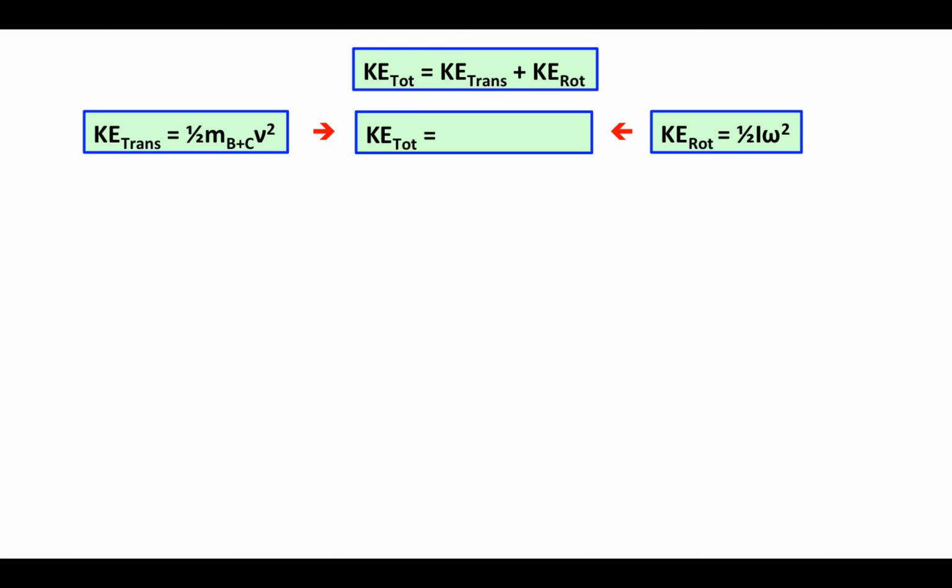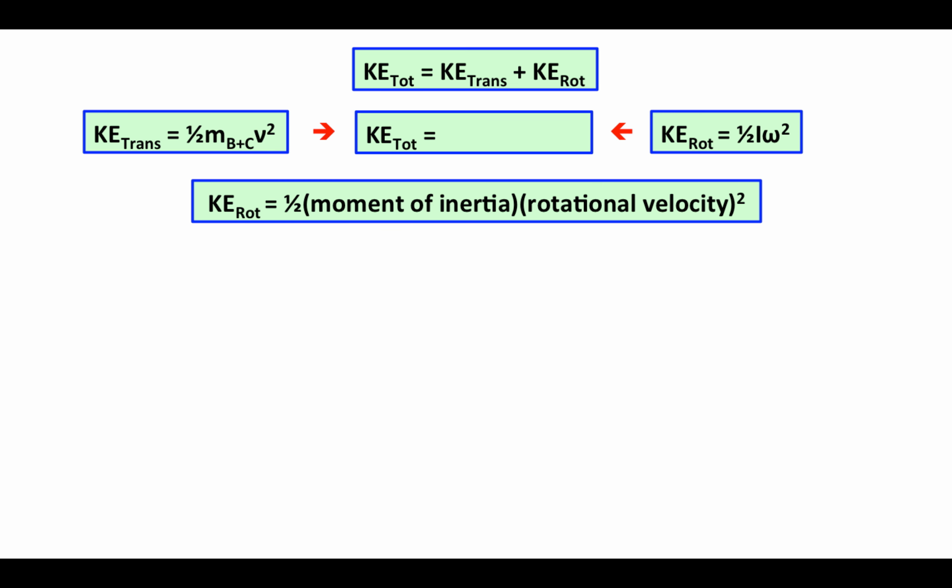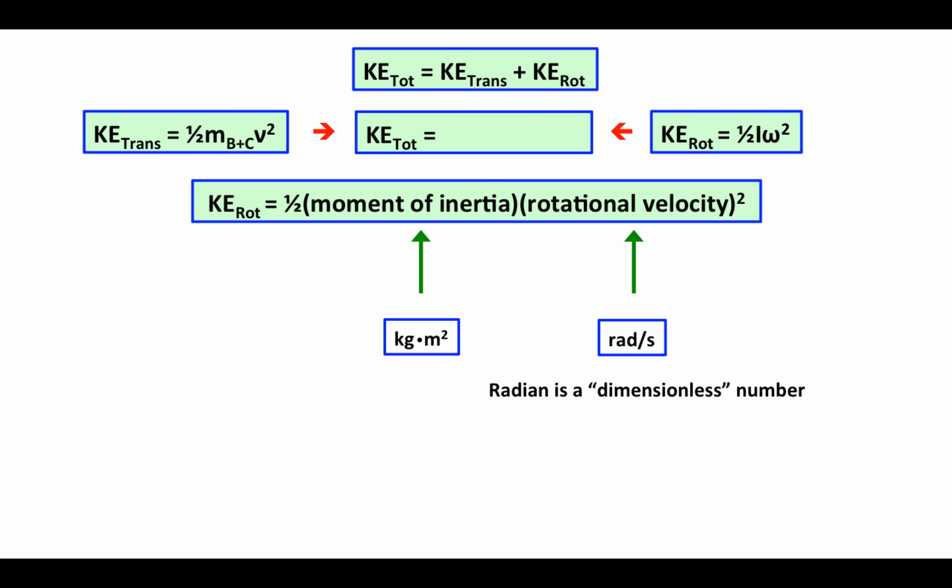The rotational energy is on the right, 1/2 I omega squared, which is kinetic energy of rotation is 1/2 the moment of inertia times the rotational velocity squared, and these are the units. Moment of inertia is kilogram meter squared, and rotational velocity is in radians per second. As a reminder, radian is a dimensionless number. If I want to, I can express my unit for omega, rotational velocity, as just a slash with a second symbol in the denominator and nothing in the numerator.